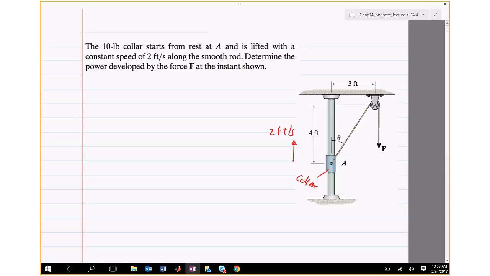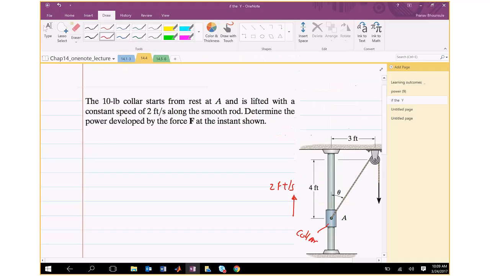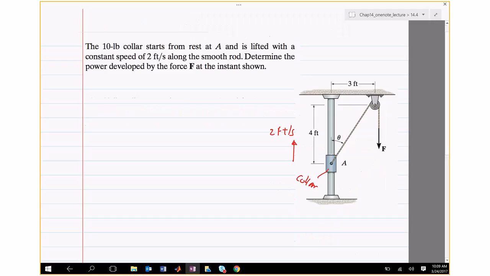Is that clear? When you pull the string with the force F, the collar moves up with a constant speed of 2 feet per second. Clearly there's a force which moves it up, and there's a speed, so you can compute the power. Let's first draw the free body diagram. Essentially the recipe is the same: you draw a free body diagram, then you can use the power equation.